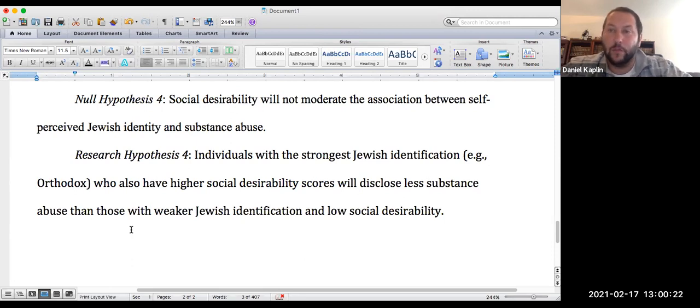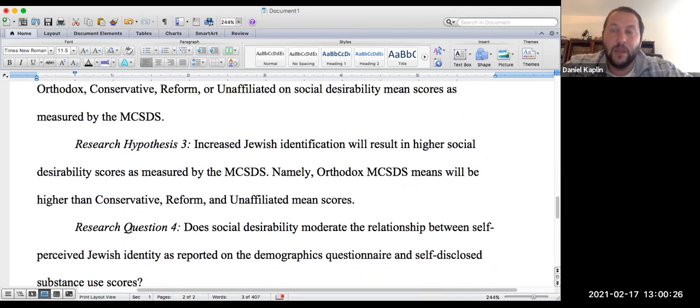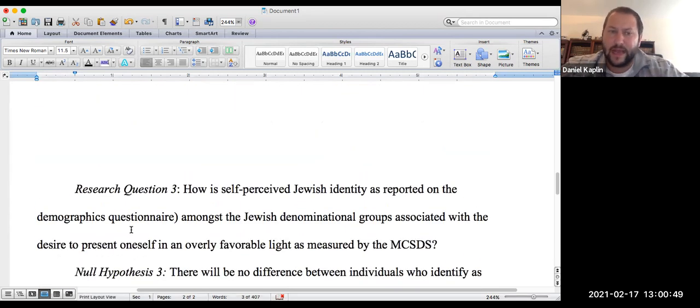Now, you're probably wondering, well, what did I find in my study? I did find that at the extremes, there were differences in substance use. Orthodox Jews used significantly less drugs than unaffiliated Jews. Now, what was cool, so that hypothesis was supported.